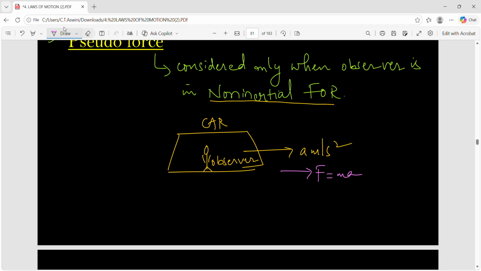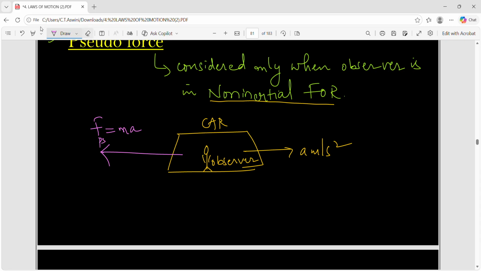This is a true case. But what do we do here? Since the observer is in a non-inertial frame of reference, we consider the force in the opposite direction. F is equal to ma. In reality, it won't be opposite. Force is always in the direction of a. But here we are contradicting it and taking it in the opposite direction, and that is why it is called pseudo force, F_ps. Got my point?